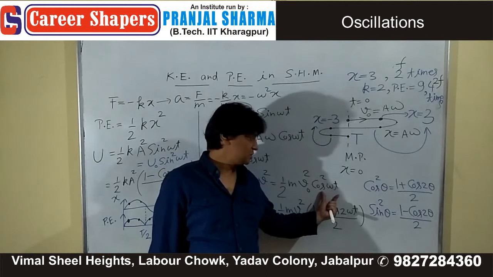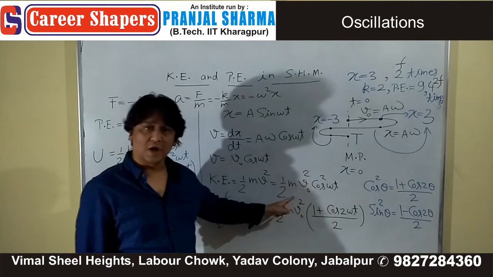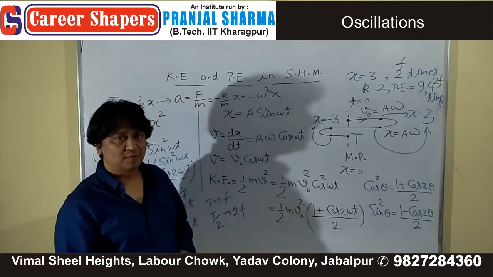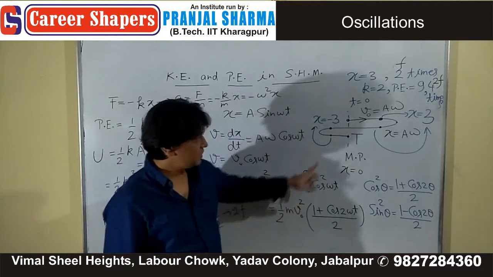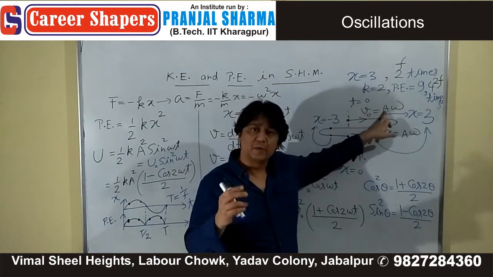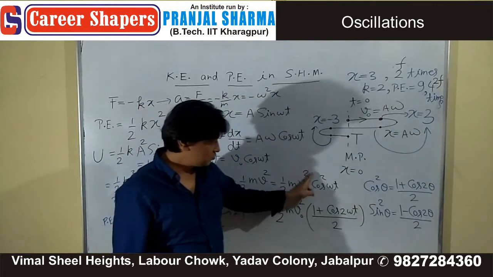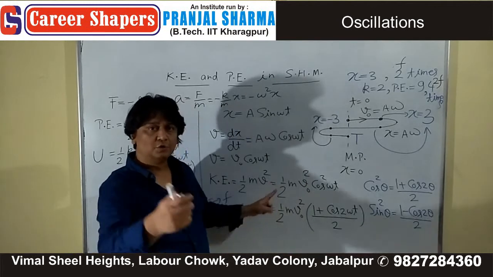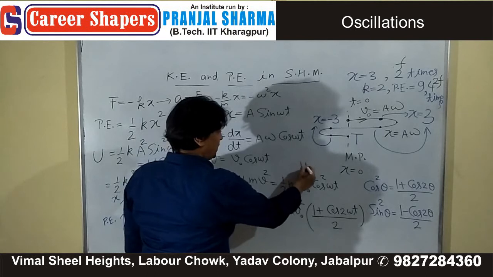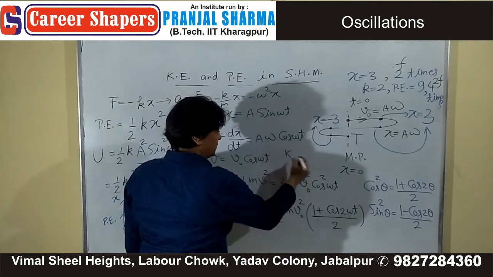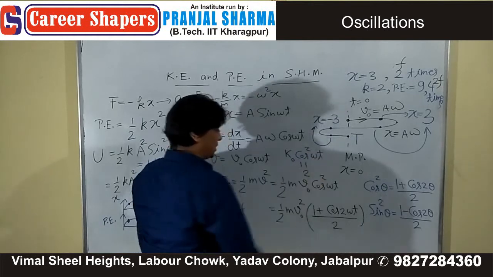If the maximum of cos is 1, that means this part which you see, half m v naught square, will give you maximum kinetic energy, which you already know. What is v naught? v naught is A omega. What is A omega? Maximum velocity. So if this is maximum velocity, this coefficient of cos square gives you maximum kinetic energy. Let's call it K naught. This is K naught cos square omega t.